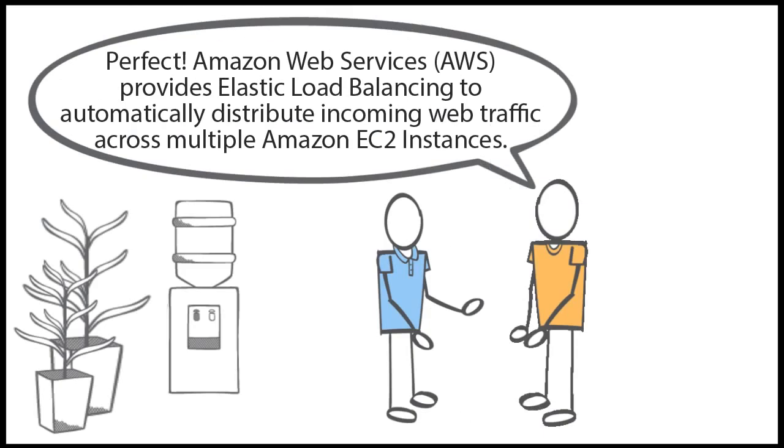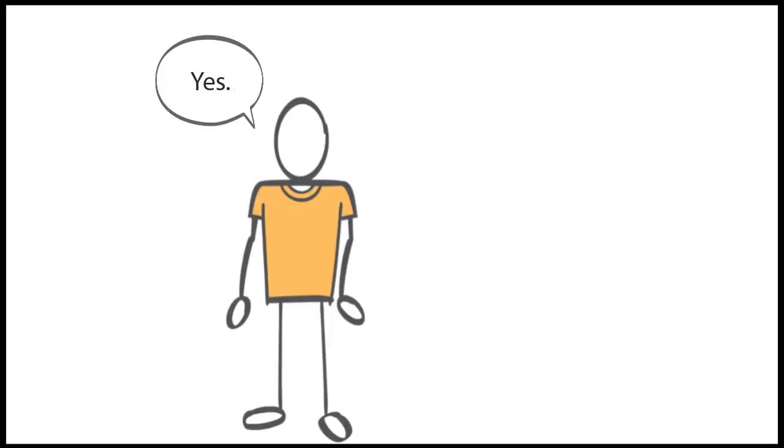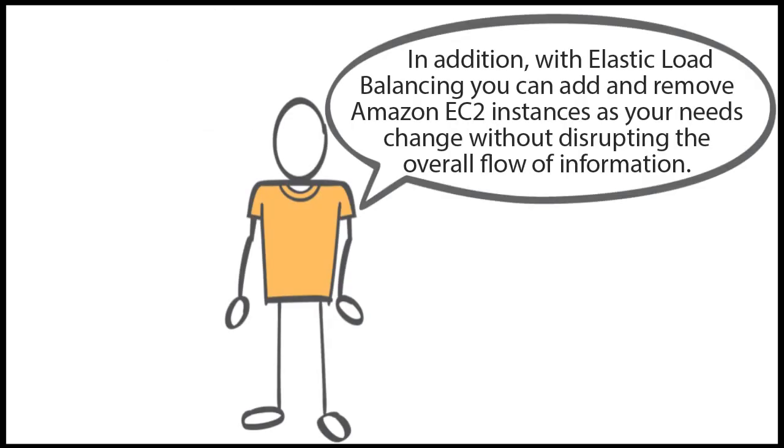Perfect. Amazon Web Services provides elastic load balancing to automatically distribute incoming web traffic across multiple Amazon EC2 instances. Does this mean that if one instance is getting too much traffic, some of it can be routed to another instance for processing? Yes. In addition, with elastic load balancing, you can add and remove Amazon EC2 instances as your needs change, without disrupting the overall flow of information.